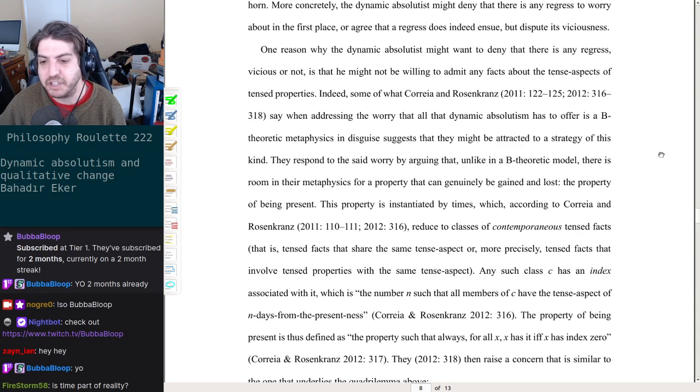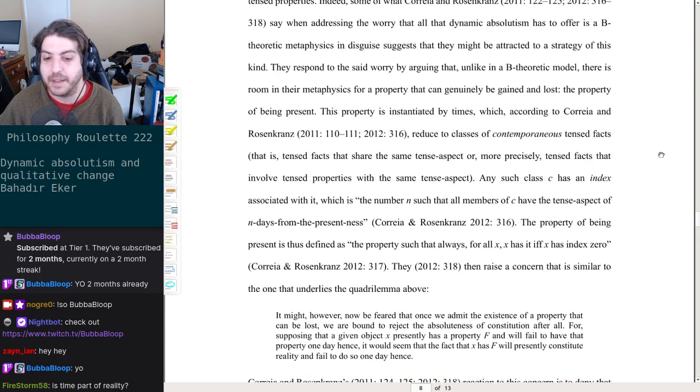This property is instantiated by times, which, according to Correa and Rosenkranz, reduce to classes of contemporaneous tensed facts. That is, tense facts that share the same tense aspect, or more precisely, tense facts that involve tense properties with the same tense aspect. Any such class C has an index associated with it, namely the number n such that all members of C have the tense aspect of n days from presentness.